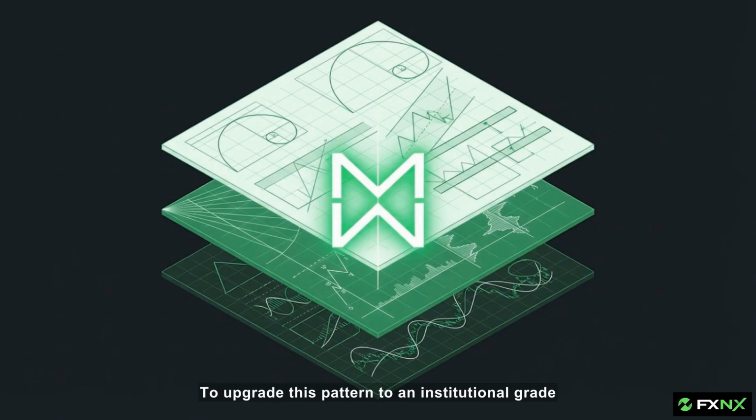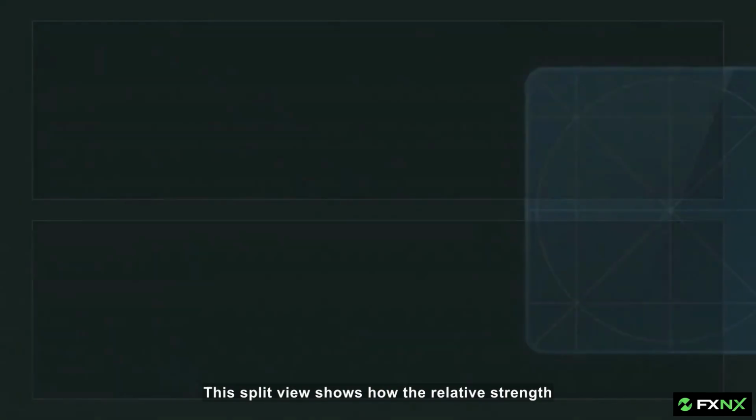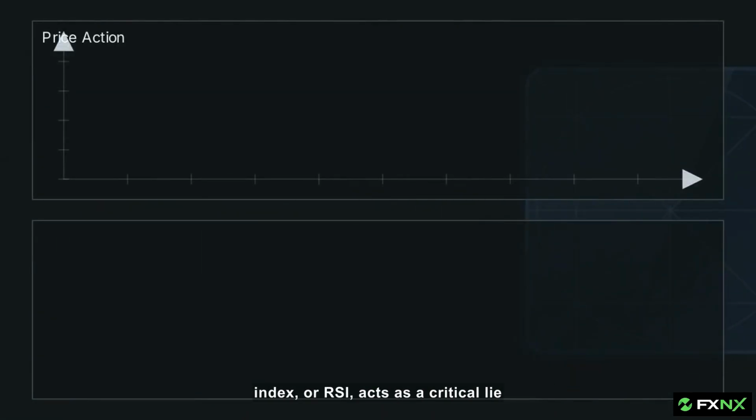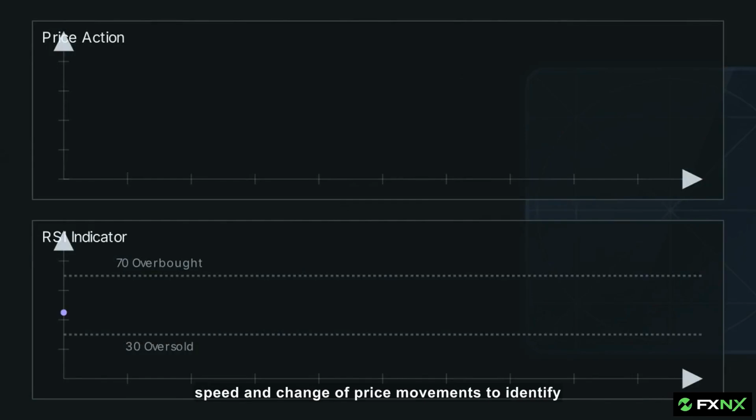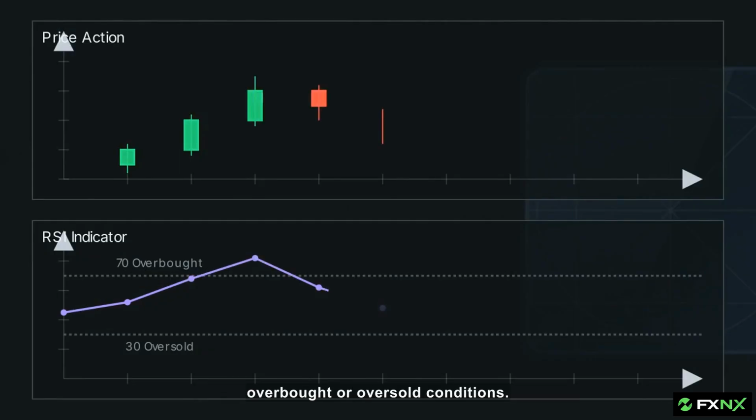To upgrade this pattern to an institutional-grade edge, you use confluence, the practice of layering multiple independent technical signals to validate a single trade idea. This split view shows how the Relative Strength Index, or RSI, acts as a critical lie detector. RSI is a technical indicator that measures the speed and change of price movements to identify overbought or oversold conditions.